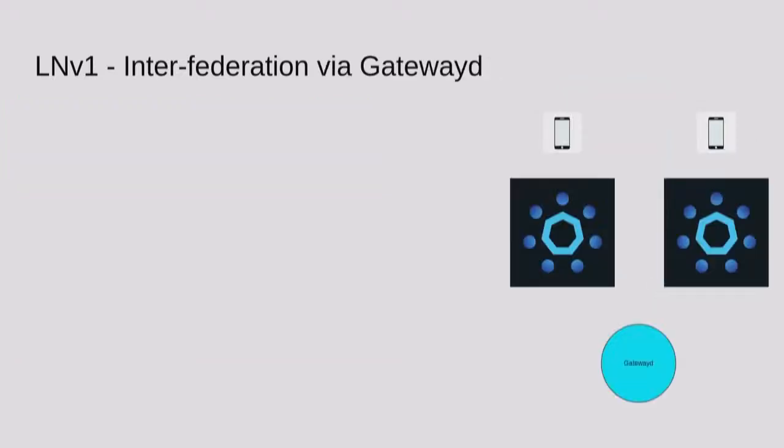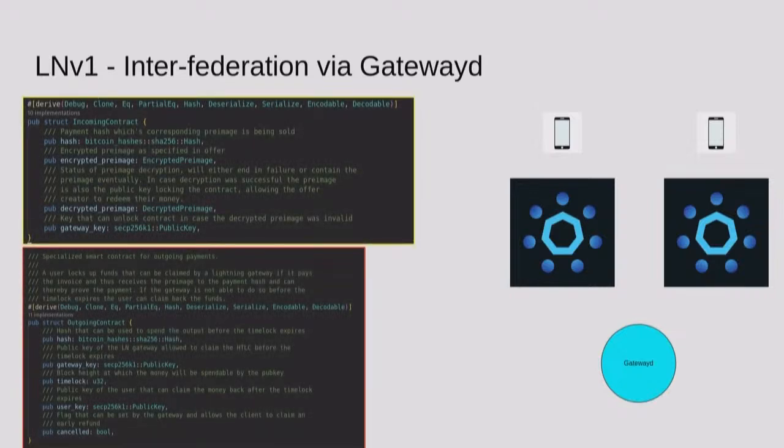Okay, and then how do we support inter-federation? So it uses the same building blocks. In this case, we actually use all three. So just on the left here, we have the incoming contract and the outgoing contract. In this case, the receiver would first create the offer in Federation B, create an invoice and send it over to the client. The sending client is only connected to Federation A, so they then create the outgoing contract and tell the gateway, hey, can you pay this contract?